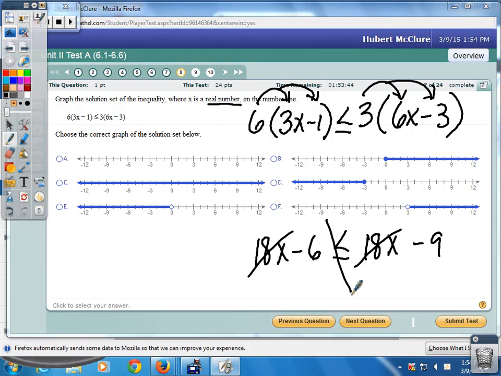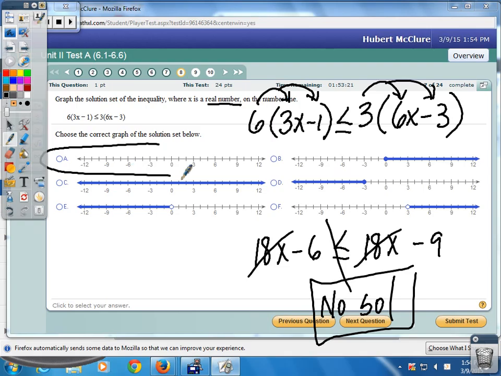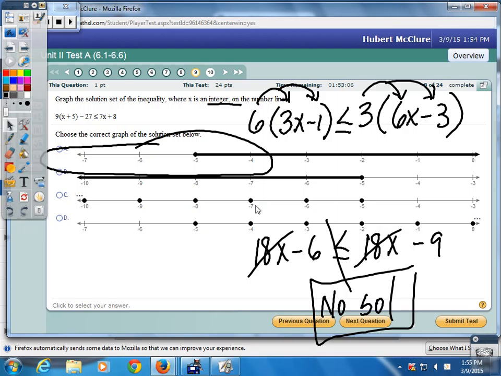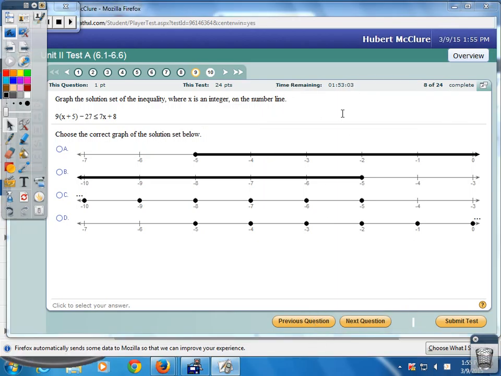False. Why? What's better to have in the bank account? Negative $6 or negative $9? So negative $6 is what? Greater than negative $9. So your answer is no solution. And how do you say no solution on a number line? There's your integer.